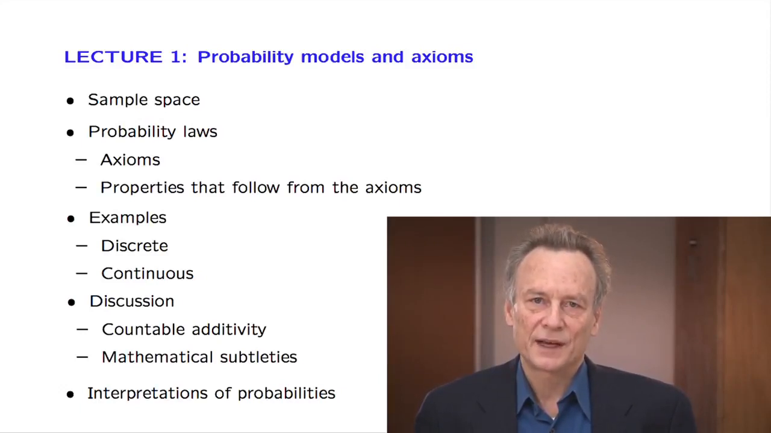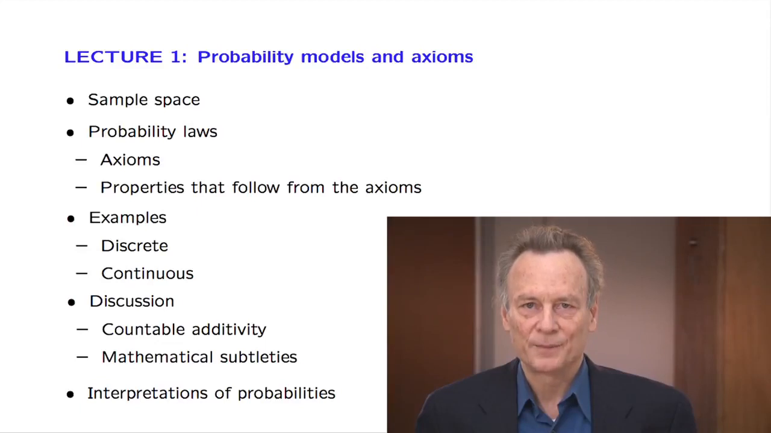Probabilities have to satisfy certain basic properties in order to be meaningful. These are the axioms of probability theory. For example, probabilities cannot be negative. Interestingly, there will be very few axioms, but they are powerful, and we will see that they have lots of consequences. We will see that they imply many other properties that were not part of the axioms.